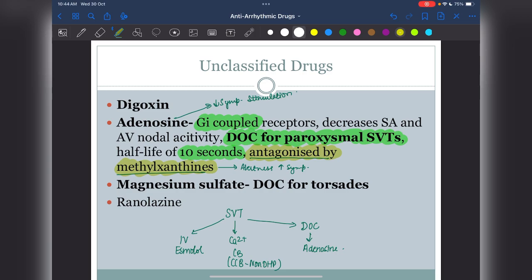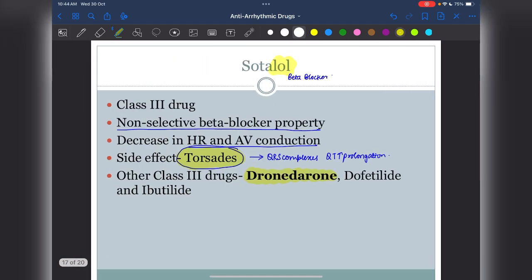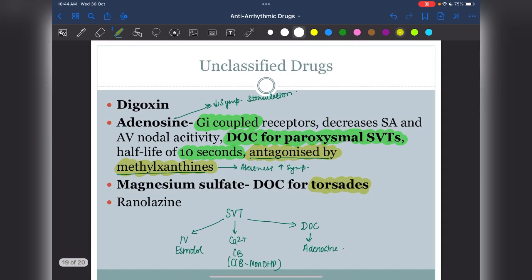Lastly, what you need to know is the drug of choice for Torsades de Pointes. Do you remember a drug that can cause Torsades de Pointes that we just studied? Yes, sotalol. We had a side effect of Torsades de Pointes. So now the drug that is used to correct this is magnesium sulfate. This is the drug of choice for Torsades de Pointes. And lastly, a drug which you don't need to remember too much except for just writing in your exams, ranolazine.